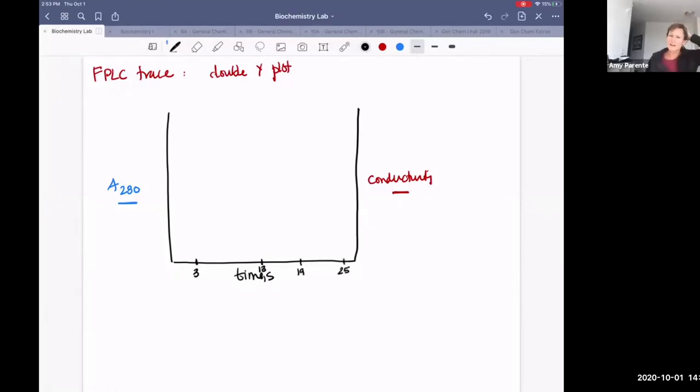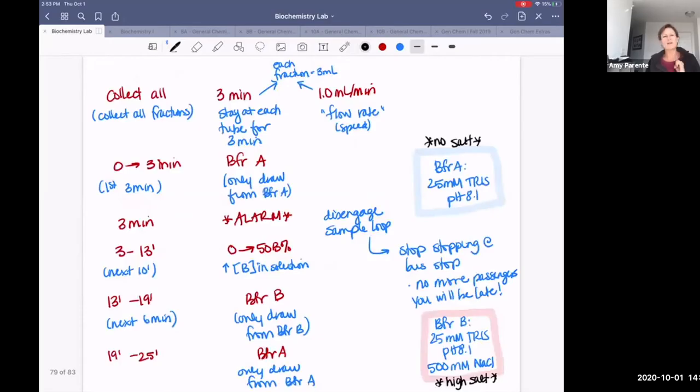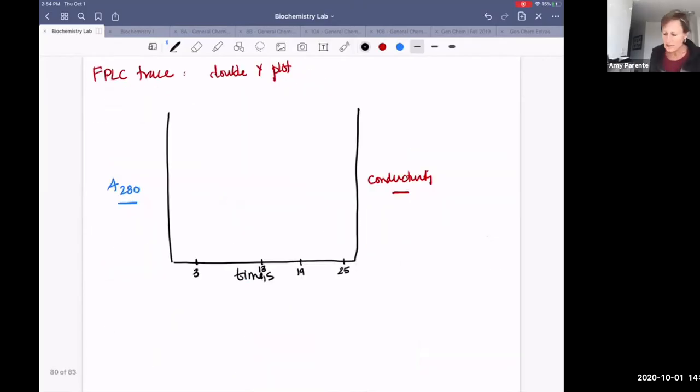So if we go back and sort of look at this, which you guys have written down already, at 0 minutes, 3 minutes, 13 minutes, 19 minutes, we did something different, right? So I'm going to start with my red color here, and I want to think about saltiness of the solution. So when I start out, I'm pure A. So there's no salt in A. So does it make sense to everybody? I'm going to have a nice flat line there.